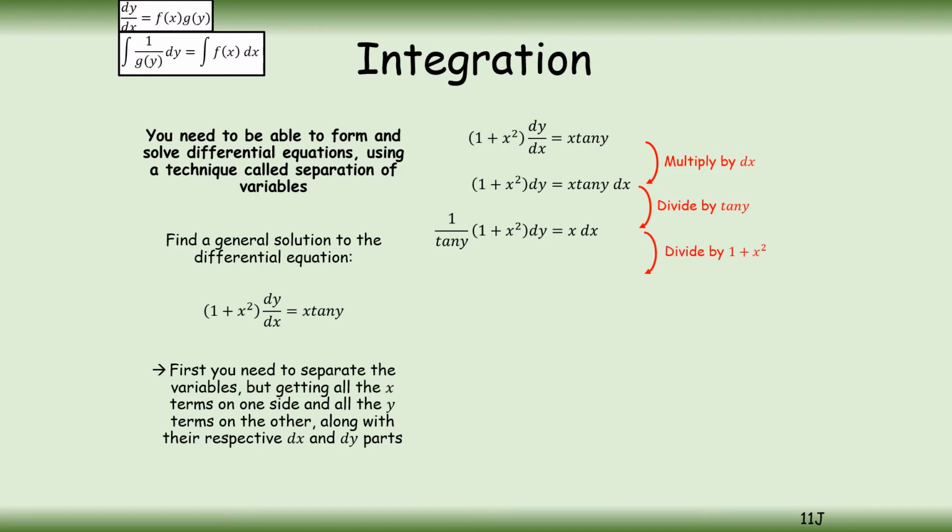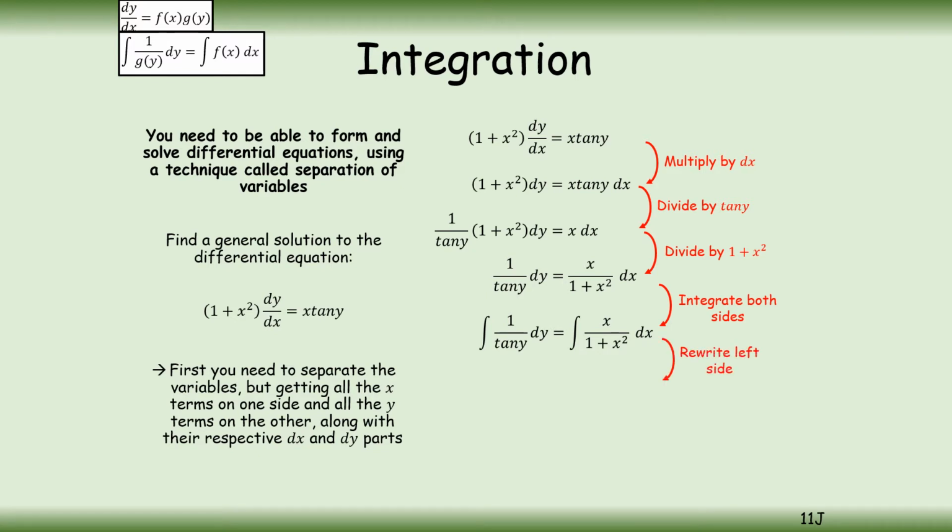And now we could simply just divide both sides by 1 plus x squared. So we have only the y on the left hand side and x on the right hand side. If we integrate both sides, so 1 over tan y dy equal to x over 1 plus x squared dx. So now if you rewrite this, 1 over tan y we know is actually equal to cot y. So we have cot y dy and x over 1 plus x squared dx.